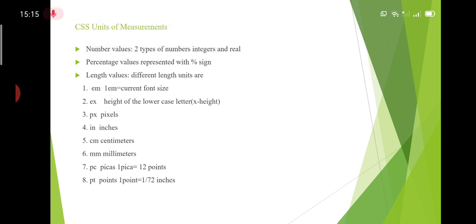Next, ex, the height of the lowercase letter. px, pixels. in, inches. cm, centimeters. mm, millimeters. pc, picas, that is 1 pica is equal to 12 points. And the last one is pt, points. 1 point is equal to 1/72 inch.